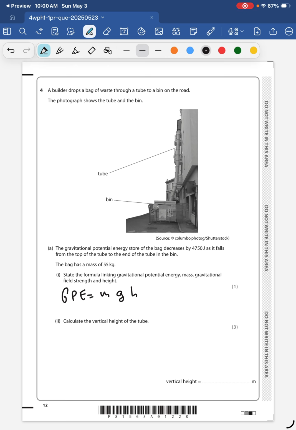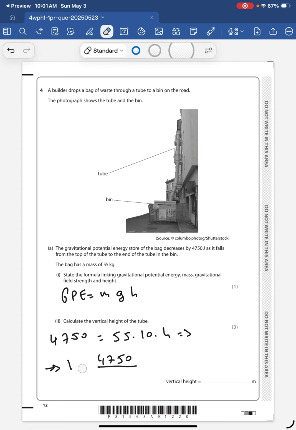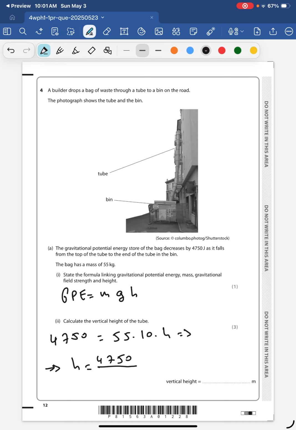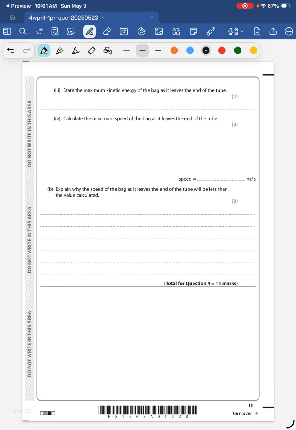So we will directly apply this formula. So 4,750 joules is equal to the mass, which is 55 times 10 times h. And if we solve for h, we find 4,750 over 550, which is 8.63 meters. So you can write 8.6. Okay, that's the answer.